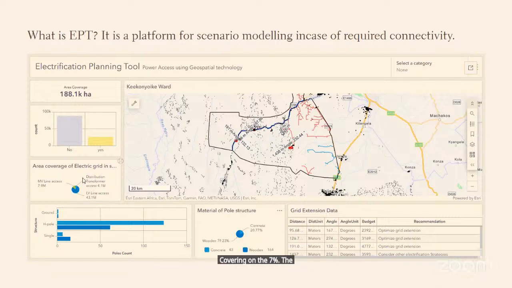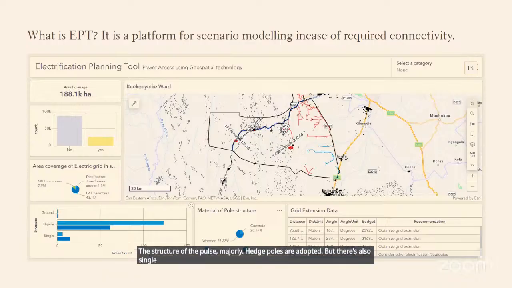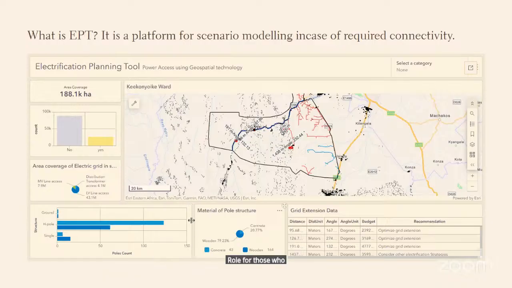The major structures in the region are the H poles. The structure of the poles, majorly H poles are adopted, but there's also single and ground for those who require high voltage power. Yeah, and you can also see the ratio of the poles, the material that is used to construct the poles, with 20% being concrete and around 80% being wooden.